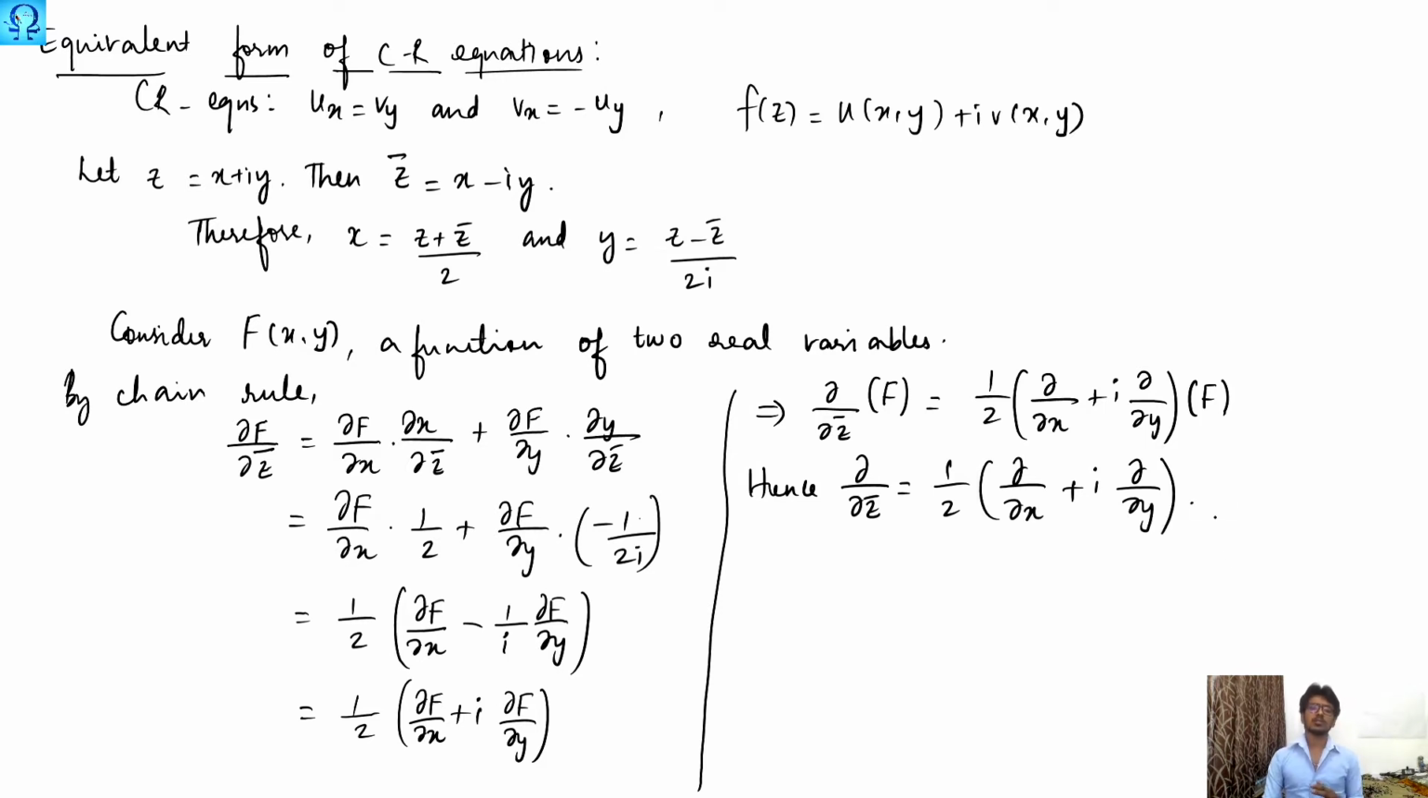You may ask why we are differentiating with respect to z bar. We could have done it with respect to z also, right? Yes, you may do it. Do both ways and see where they lead. I am doing it only with respect to z bar.